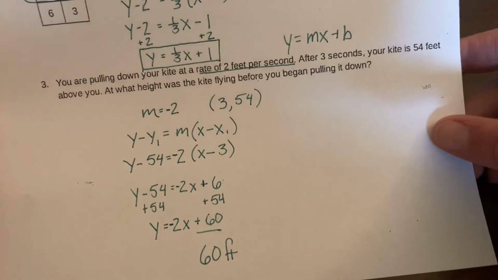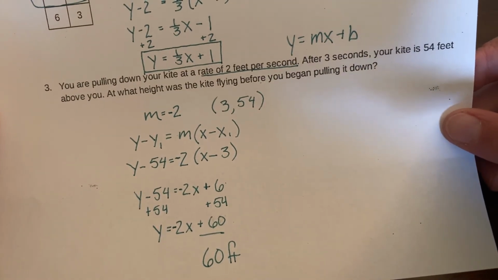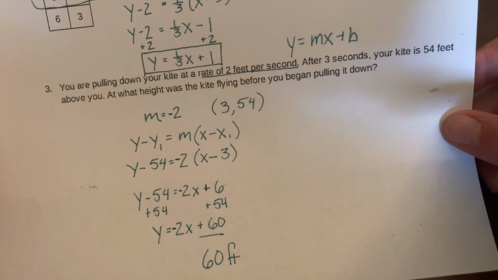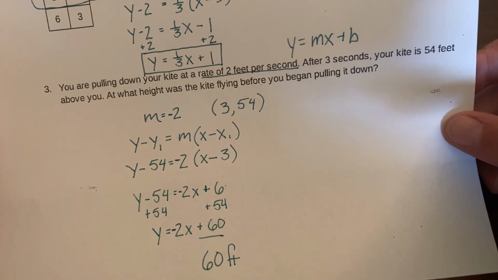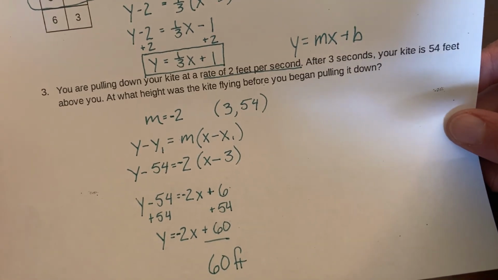Let's take a look at this one more question. You are pulling down your kite at a rate of 2 feet per second. After 3 seconds, your kite is 54 feet above you. At what height was the kite flying before you began pulling it down?